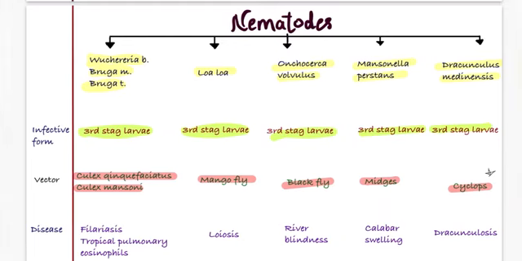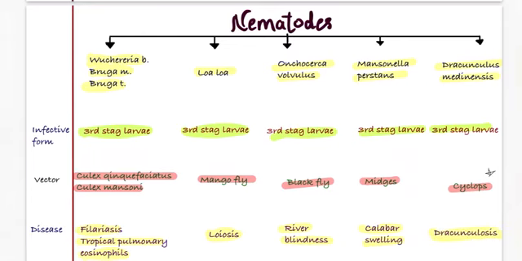Then the diseases caused by Wuchereria bancrofti, Brugia malayi, Brugia timori are filariasis and tropical pulmonary eosinophilia. Loa loa causes loiasis. Onchocerca volvulus causes river blindness. Mansonella perstans causes Calabar swelling, and Dracunculus medinensis causes dracunculiasis.